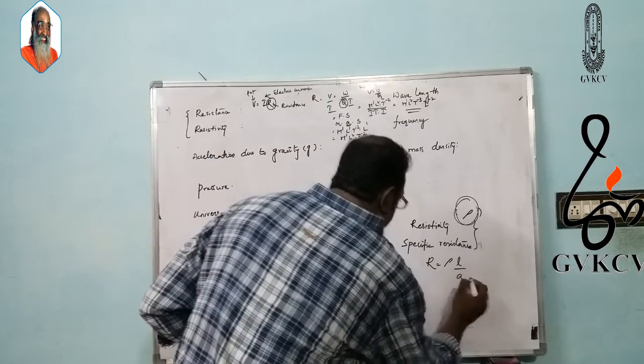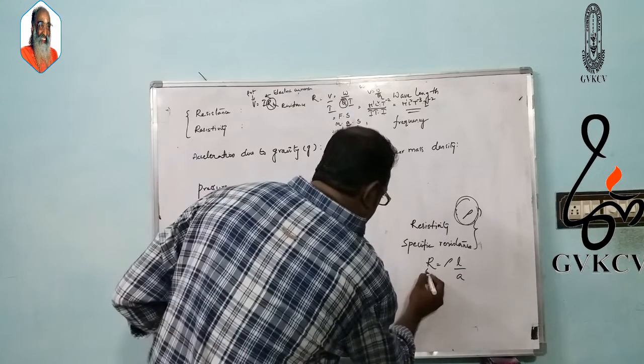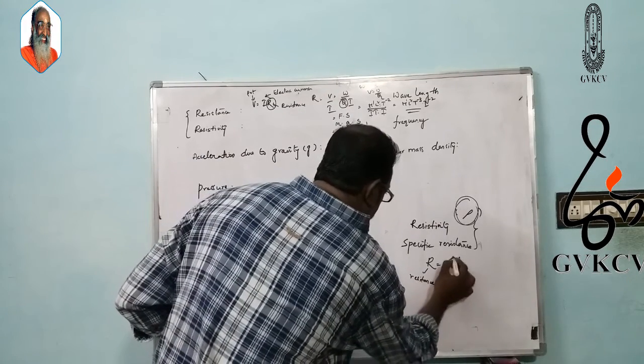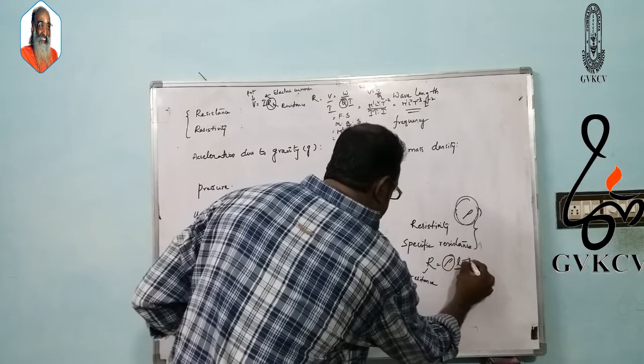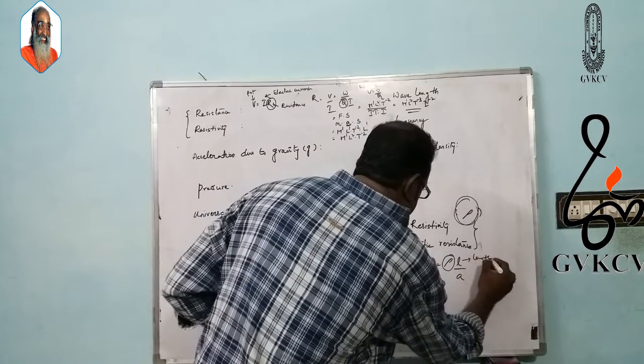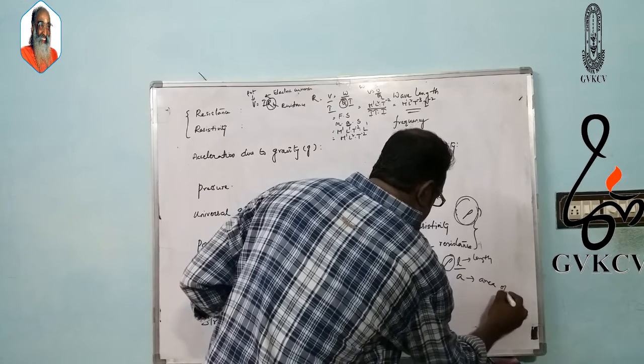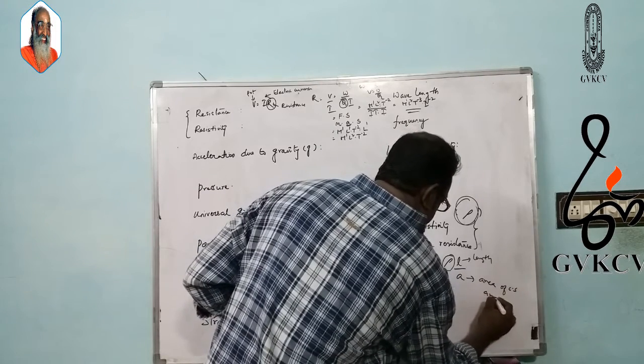by A. So what is this R? Resistance. What is this rho? Your specific resistance. What is this L? Length. What is this A? Area of cross section. That means area. Area of cross section means here we consider it as area itself.